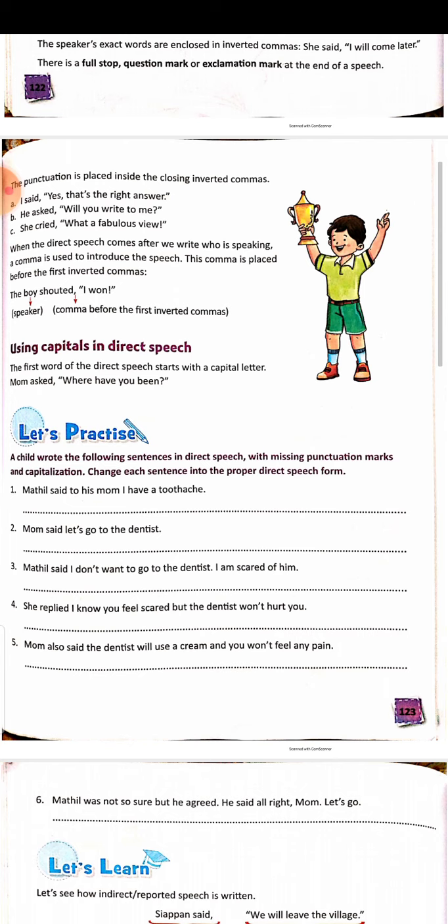Mom said, let's go to the dentist. So mom said, comma, inverted comma start, L will be in capital letter. "Let's go to the dentist." Full stop, inverted comma, close. Mathil said, I don't want to go to the dentist. I am scared of him. So, Mathil said, comma, inverted comma start, "I don't want to go to the dentist. I am scared of him." Then full stop, then inverted comma close.